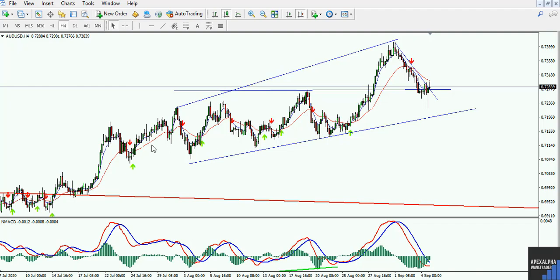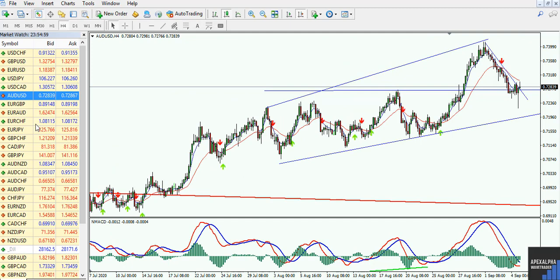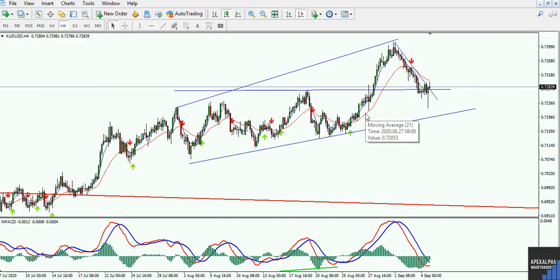These are all the opportunities I've shown you for the major currency pairs. And as always, you are free to have a look at the other currency pairs and analyze them based on what you've learned so far.